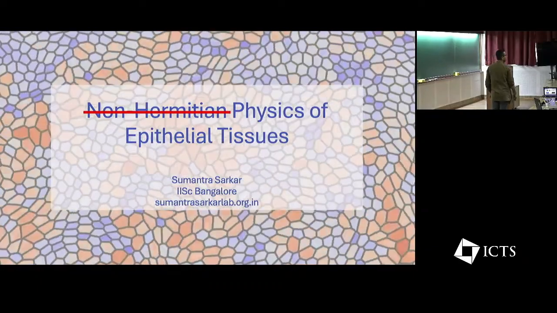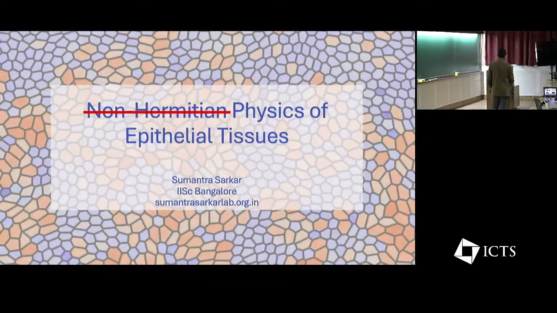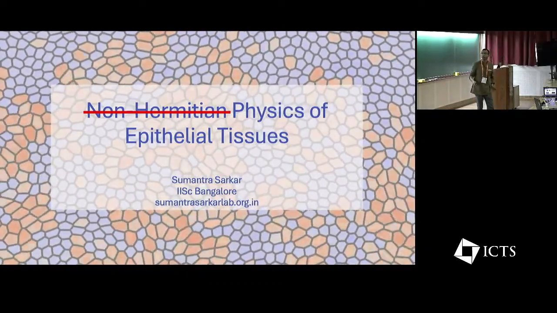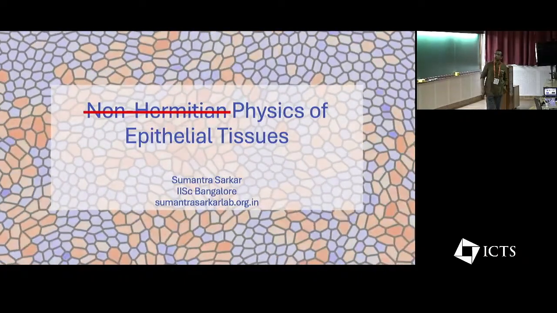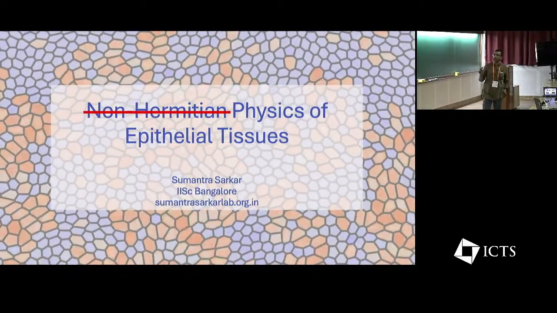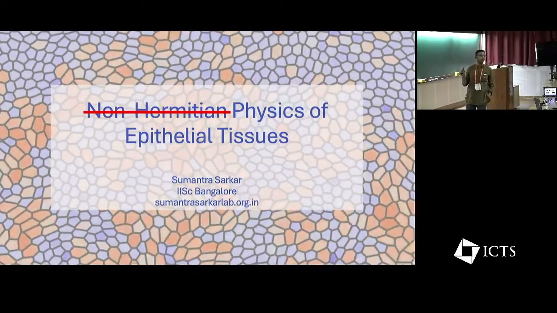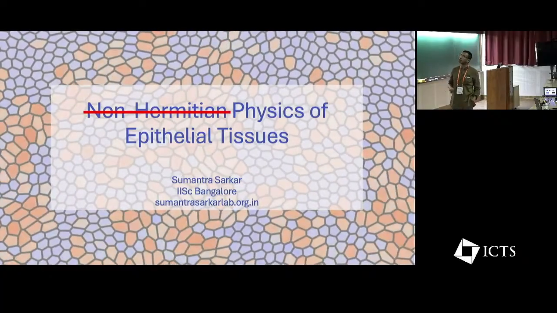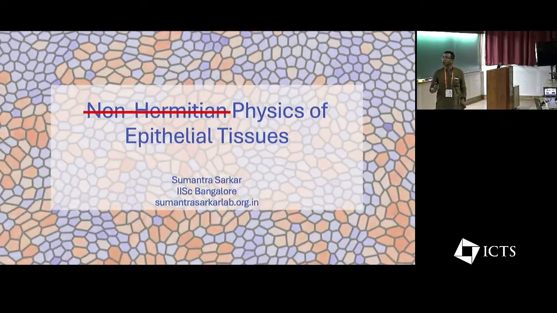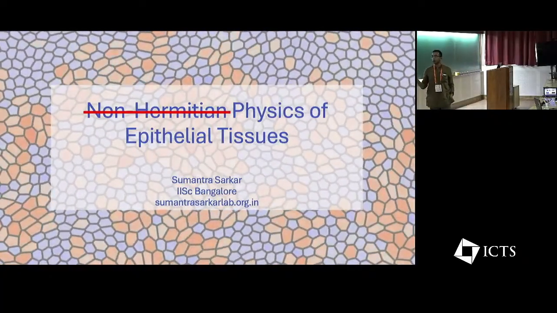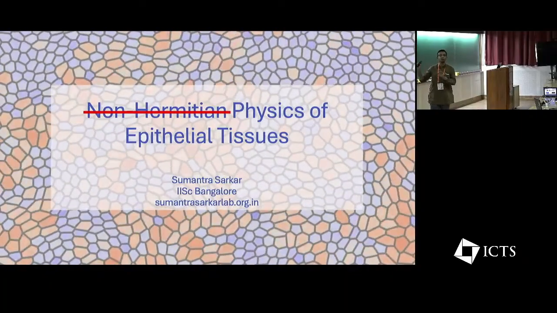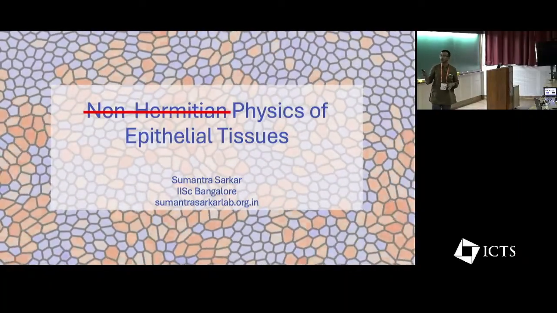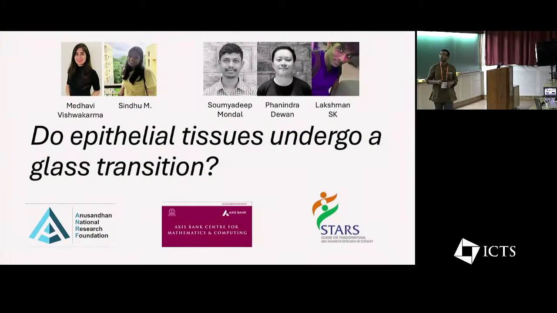And this is a unique form of dynamical heterogeneity that arises in real tissues. When we explored this, it turned out that it happens because of spontaneously broken PT symmetry and the associated non-Hermitian physics. But unfortunately, I won't have time to talk about it today. I'll give you some overview of the physics of these unique phenomena. This work has been done in collaboration with Medhavi Vishwakarma's group at IISc and my group, and these are the students who did it.